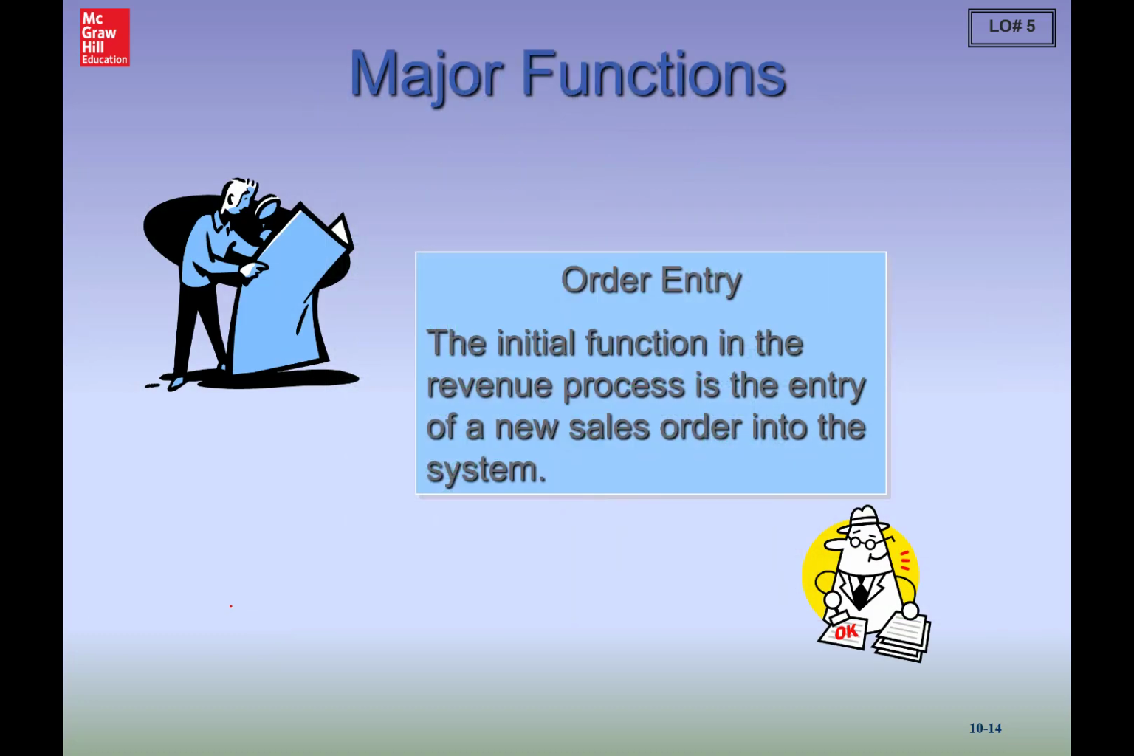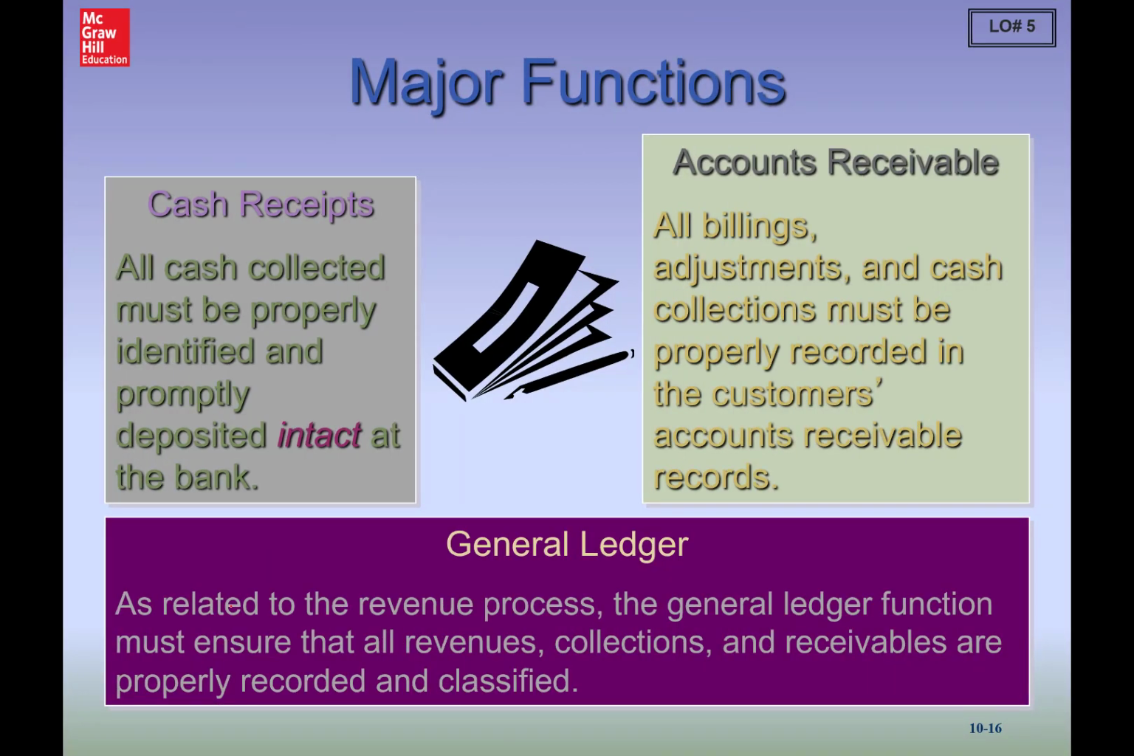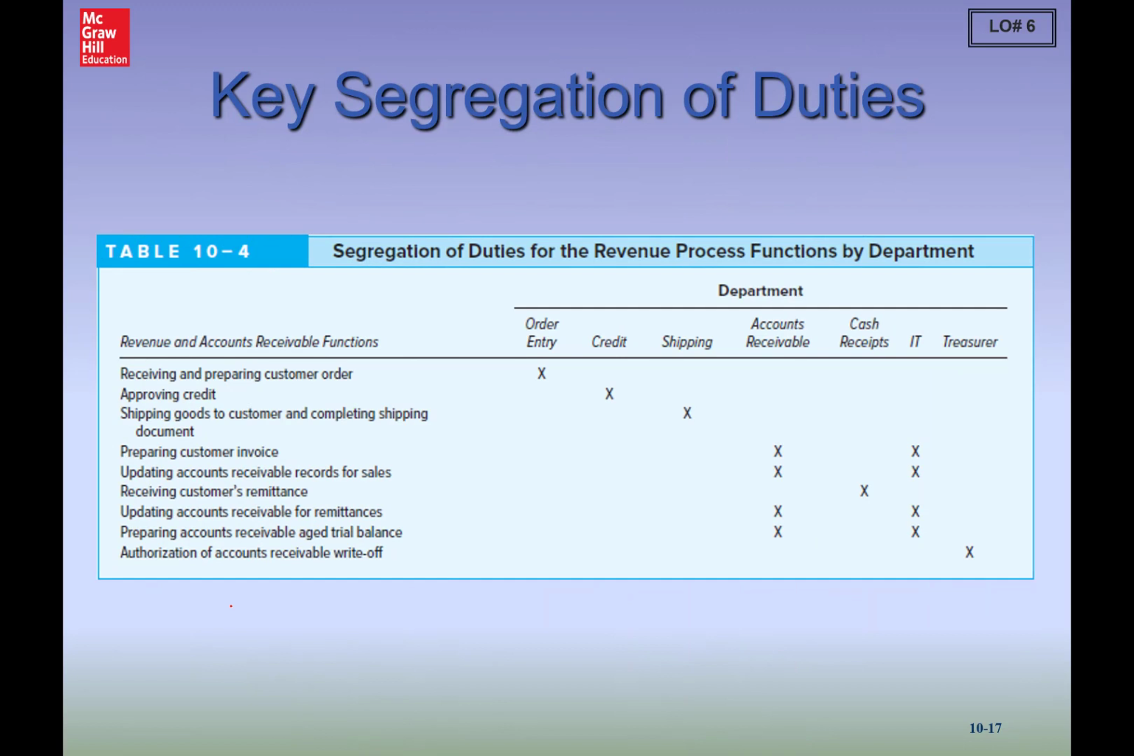Okay, so we enter the order. We check the credit. If the person has good credit, we can then go ahead, place the order, ship the goods, and bill the customer, right? Then we get the cash receipts, and the customer pays. We update the subsidiary ledger. We reconcile the subsidiary ledger to the general ledger, right?